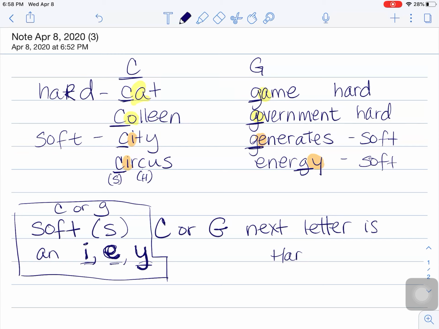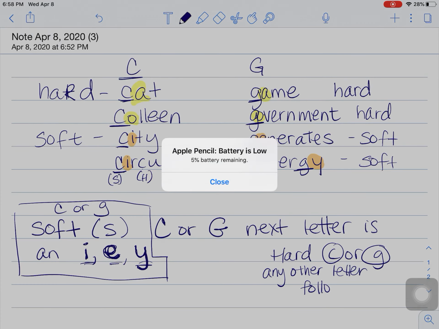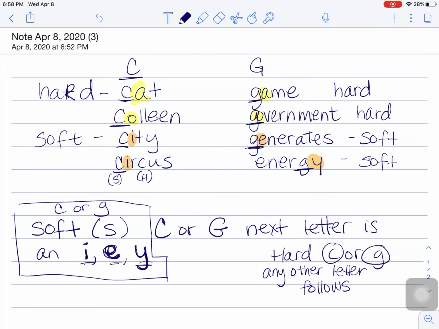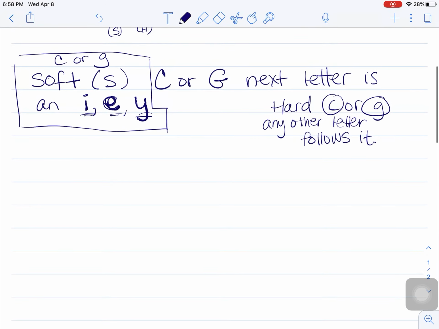If it's a hard C or G, it's any other letter that follows it. Okay, so let's just give you a couple of examples.